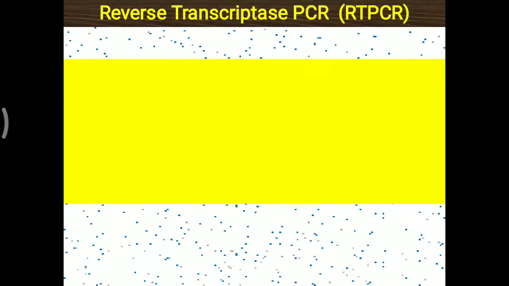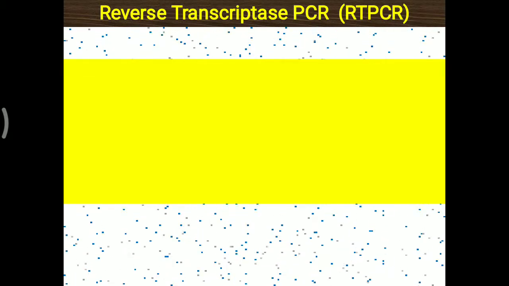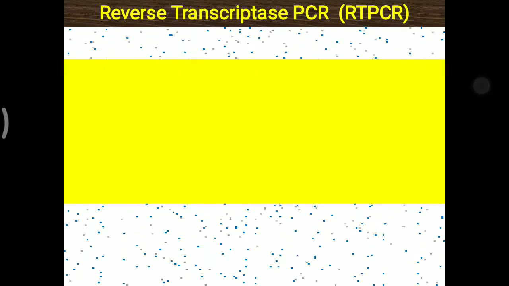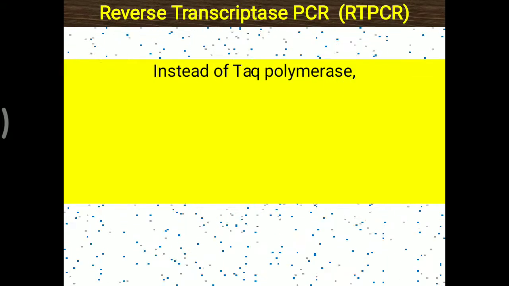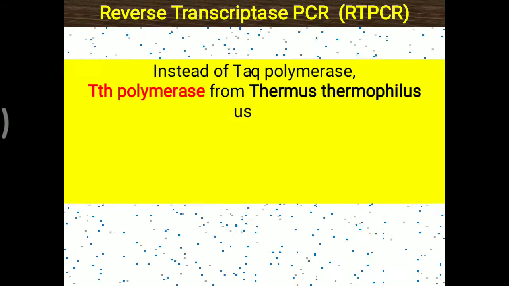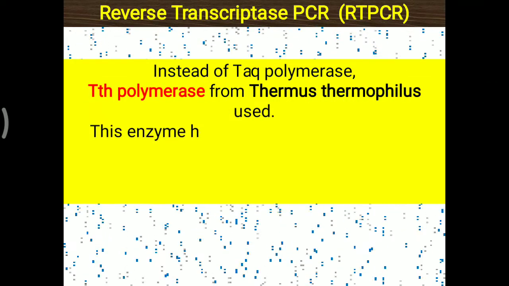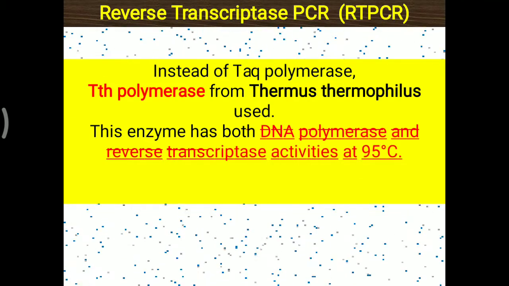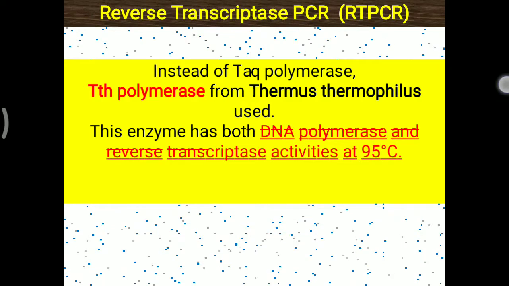Today's topic is reverse transcriptase PCR. It is another variation of the polymerase chain reaction that is called RT-PCR. Now in this RT-PCR, instead of the Taq polymerase which is routinely used in a polymerase chain reaction, here Tth polymerase from Thermus thermophilus is utilized, and this particular enzyme has the advantage that it has both DNA polymerase and reverse transcriptase activity at higher temperature, meaning 95 degrees centigrade.